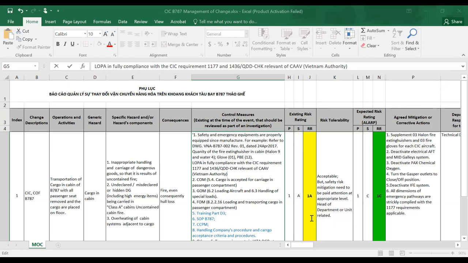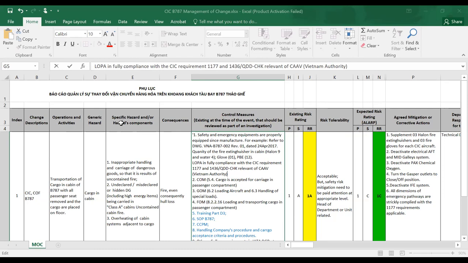My presentation is a bit different from the teacher's because I am following the steps in the Vietnam Airlines SMS. Yes, as you see, our Vietnam Airlines objective is to transport cargo in the cabin safely and efficiently. This is the model for transporting cargo in the cabin of a Boeing 787 with passenger seats removed and the cargo placed on the floor.